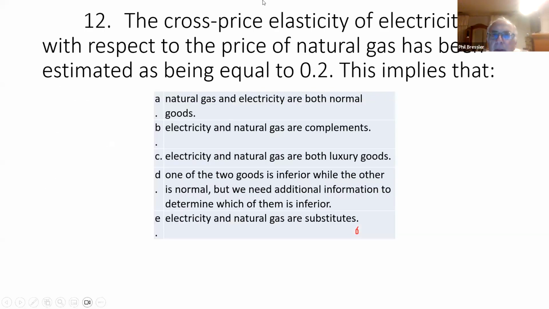All right. Let's see. Can I move this up a little? That might disappear in a second. Price elasticity. If the cross price elasticity of electricity with respect to the price of natural gas has been estimated as being equal to 0.2, that implies that. Give you a minute to think about that.